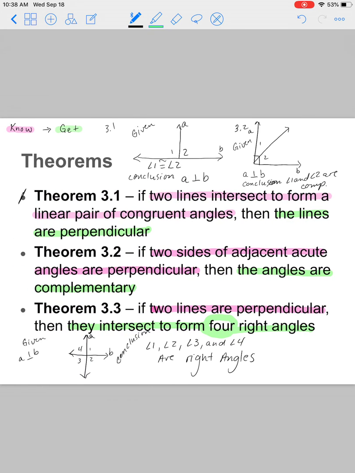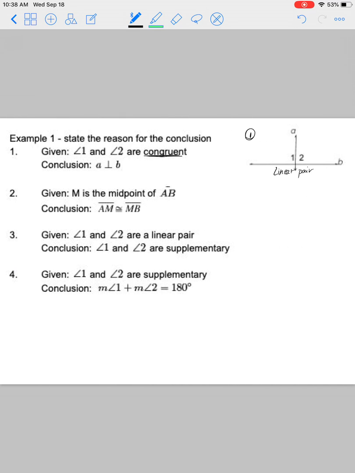So right here, if two lines intersect to form a linear pair of congruent angles, then the lines are perpendicular. And notice here's that perpendicular. So this is our theorem 3.1, a congruent linear pair gives us perpendicular.